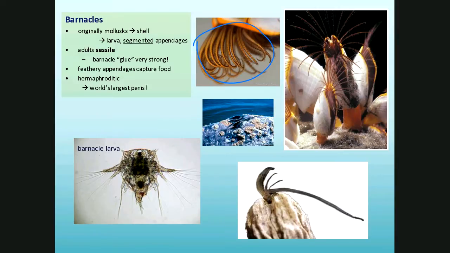Now, the adults of the barnacles are sessile. The larvae can drift, but the adults are sessile. Very, very strong barnacle glue. That's one of those glues they're really interested in because it glues underwater, or glues in water. The feathery appendages, like I said, catch food.